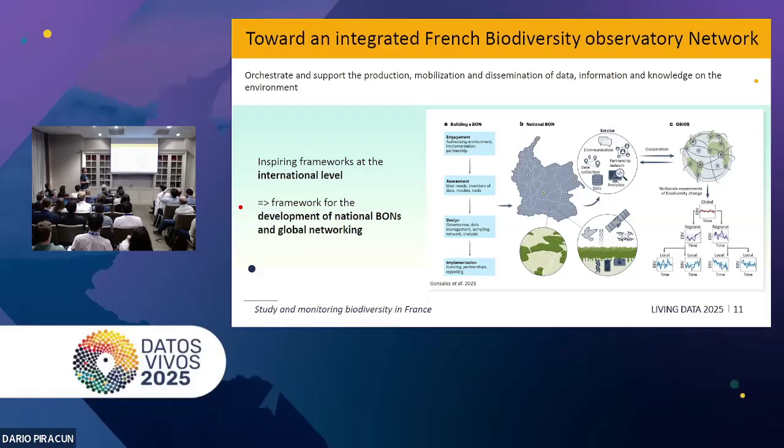And for sure, we will also take inspiration from frameworks at the international level, like the GEO Biodiversity Observation Network, and national goals and global networking.